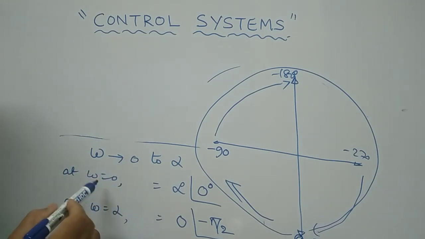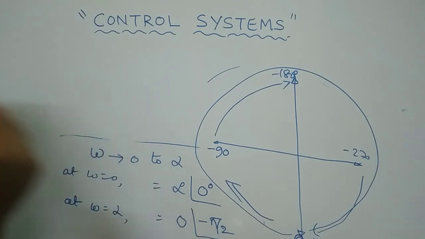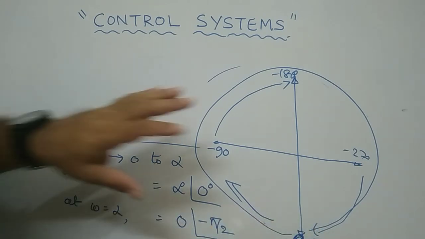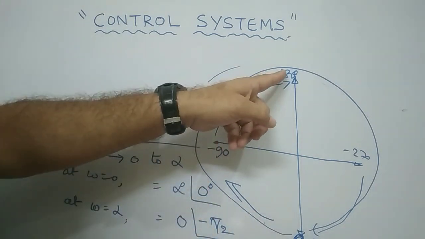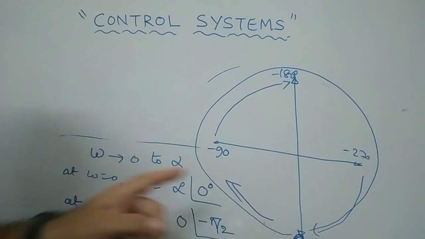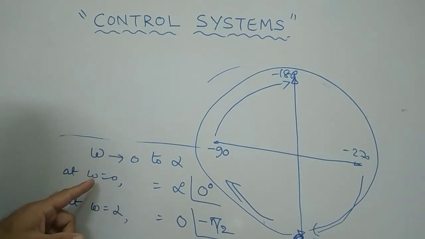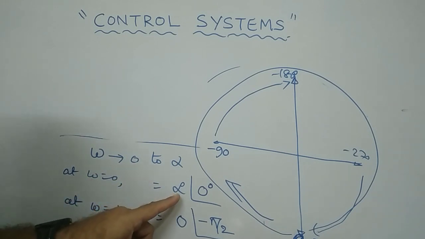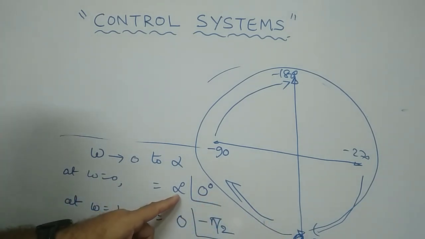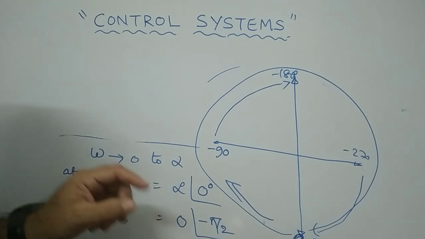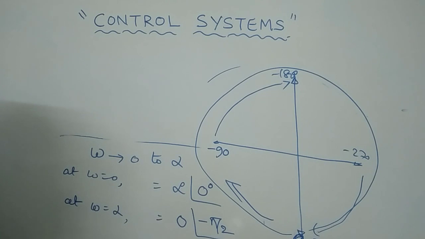Therefore, at omega is equal to 0, what is your magnitude? Infinity. And the angle is 0 or 360. Carefully see this graph. Again come to this side: minus 90, minus 180, minus 270, again 360. So clearly observe here. At omega is equal to 0, the magnitude is infinite and the phase angle is 0. We don't know exactly where, but your magnitude is coming from an infinite point.